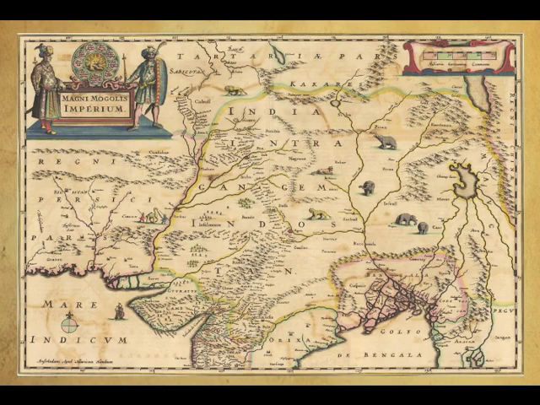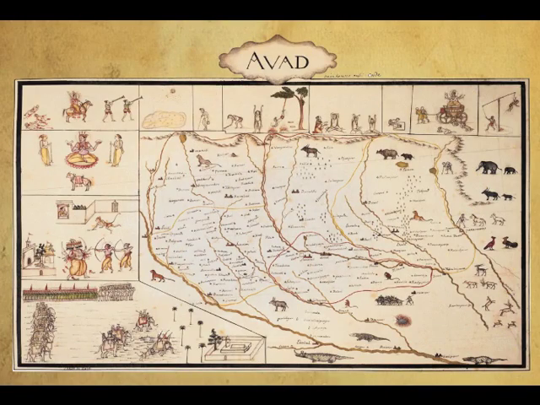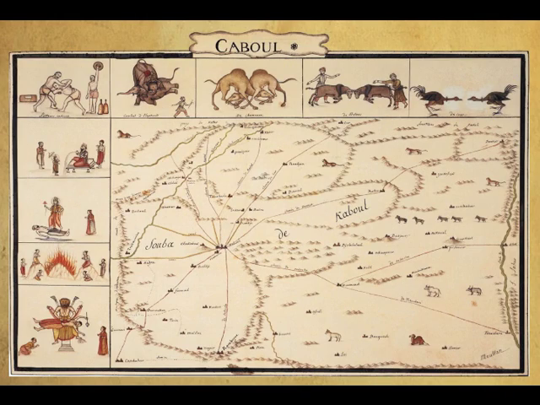But the interior of the subcontinent was still largely unexplored and unmapped. This reflected the dangers and difficulties of travelling inland. However, on maps of Mughal Hindustan, oft-travelled overland routes were well marked.